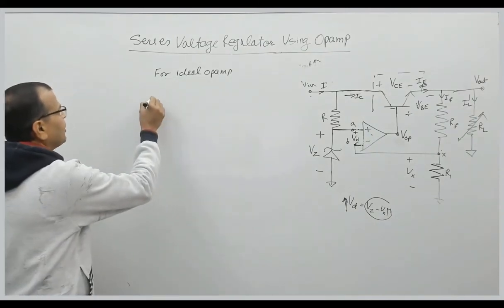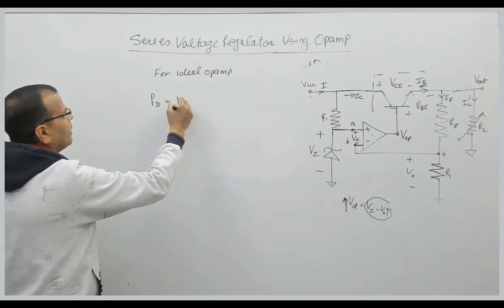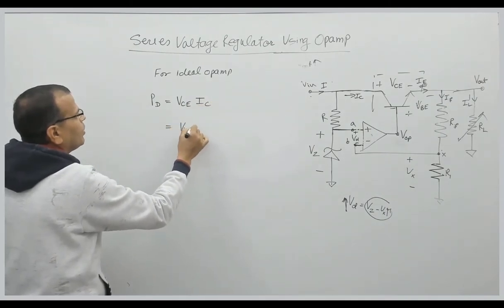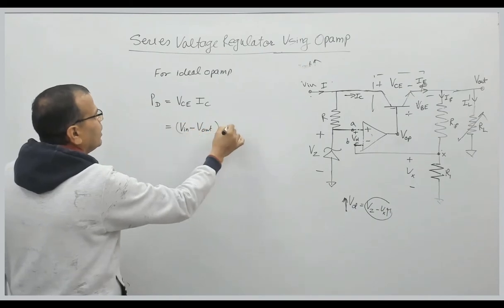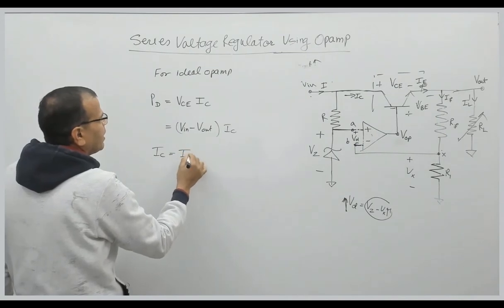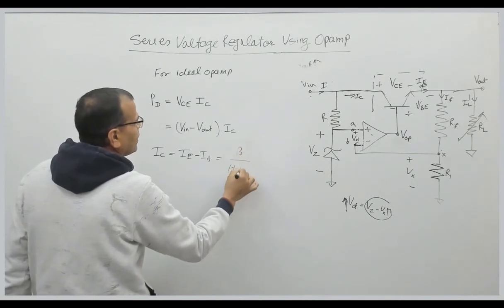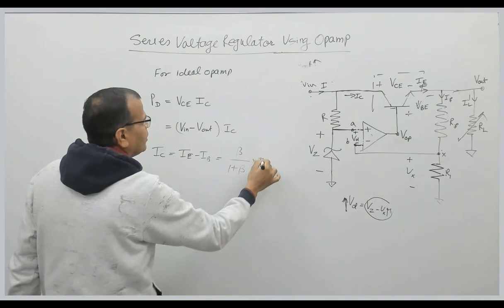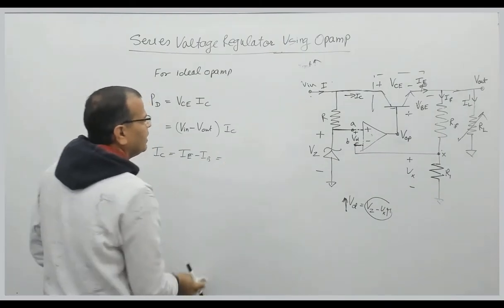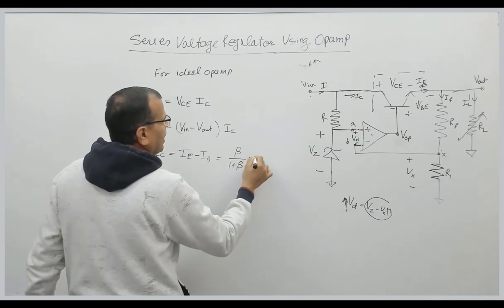So the heat dissipation of series voltage regulator using op-amp is nothing but voltage VCE into collector current, and voltage VCE is what? Input voltage minus output voltage, into collector current. And you know what is collector current? Collector current is same as emitter current minus base current, and that is beta by 1 plus beta. I'll repeat, my collector current is same as beta by 1 plus beta multiplied by emitter current.